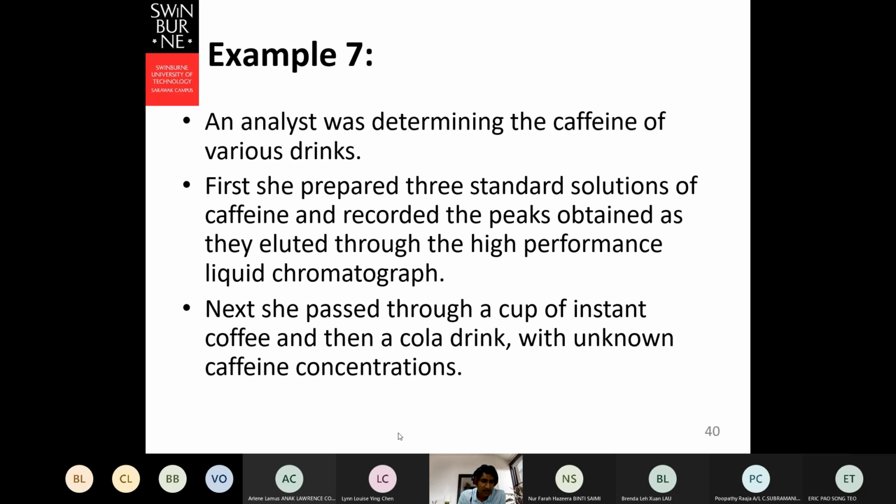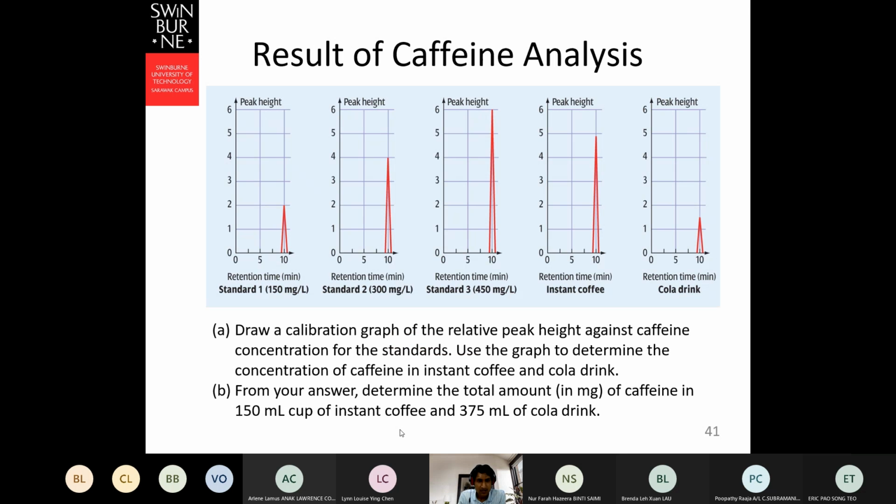And how much caffeine do we have in a cola drink? It is true for any cola. I'm not naming anything, but you know what I mean, right? The cans that you buy. There are many colas in the market. Go and read the label, how much sugar and caffeine they have. So this is the result of caffeine analysis from a 100 milliliter cup of coffee and a 375 milliliter cola drink.